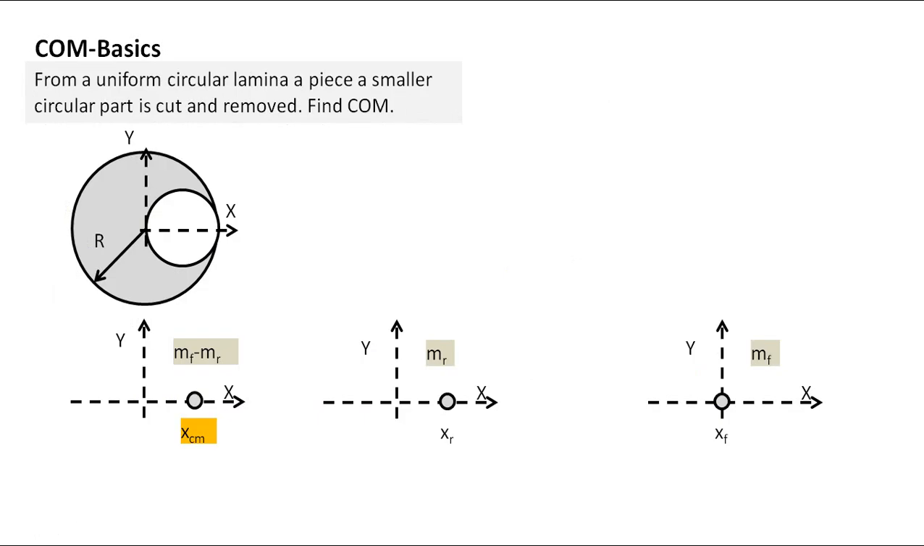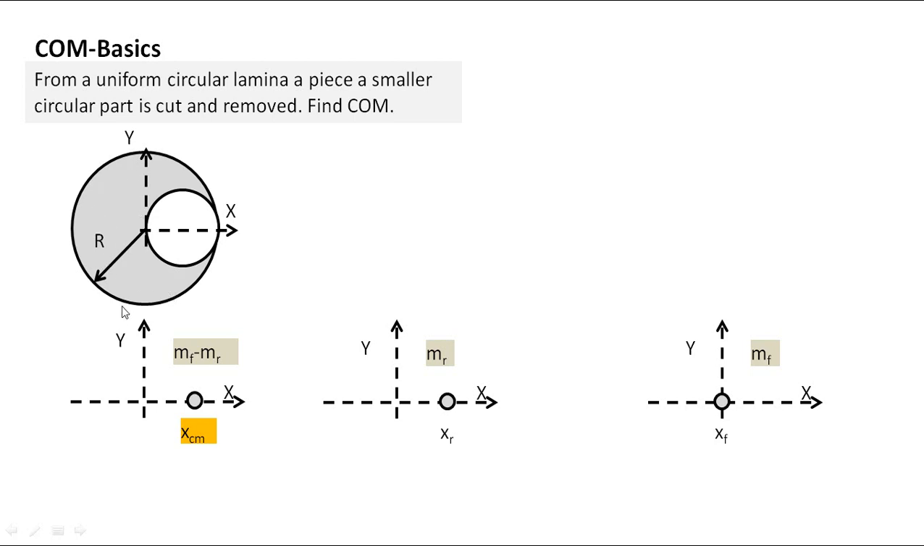Now we come to another form. From a uniform circular lamina, we use the word lamina for a thin sheet, a two-dimensional shape, basically a surface. A smaller circular part is cut and removed. Find the center of mass of the remaining part, the shaded portion. Now, do we know the formula? We don't know the formula.